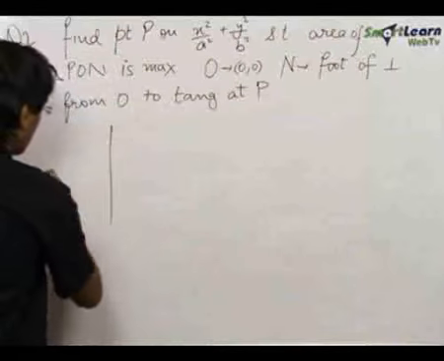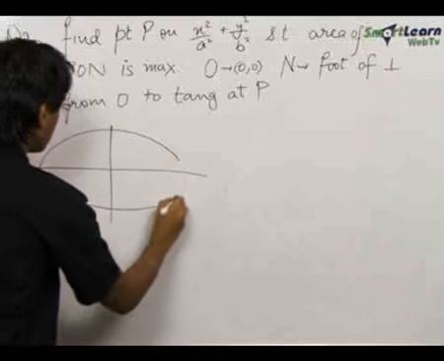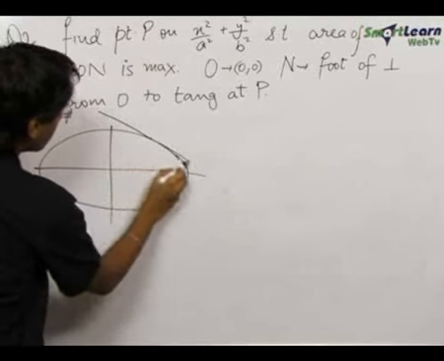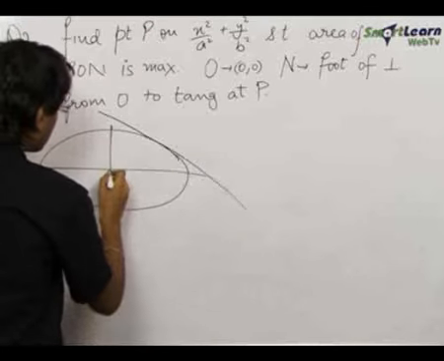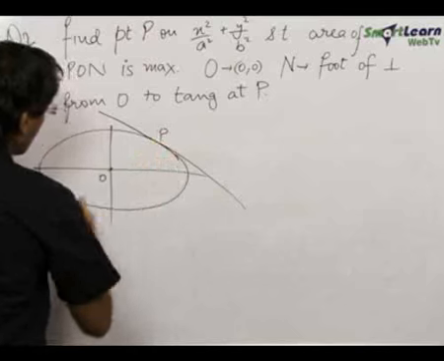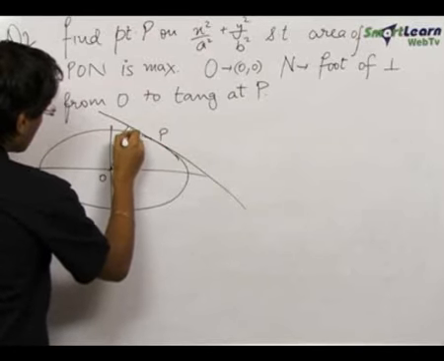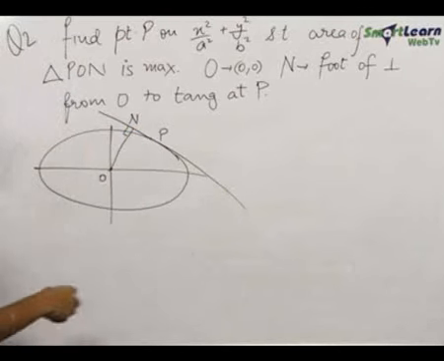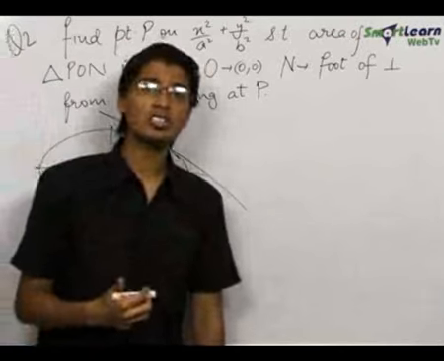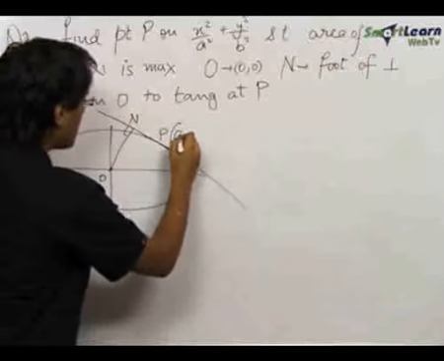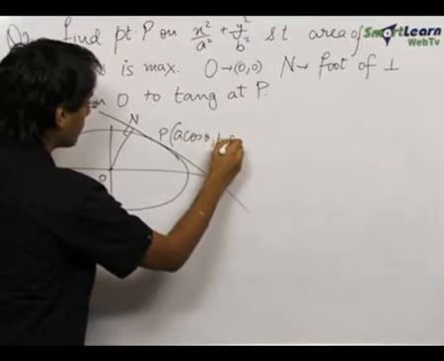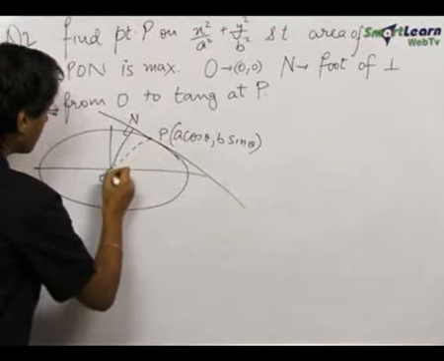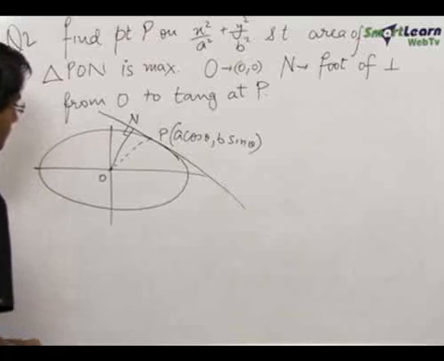Again we will start by making the figure. If this is the ellipse, this is any general point P, and this is O, this is the perpendicular dropped, so this will be N. Any general point on the ellipse can be taken as a cos theta comma b sin theta. Hence point P is a cos theta comma b sin theta. We need to maximize the area of triangle PON.